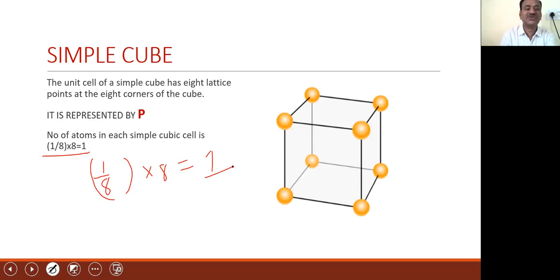This is the story of the simple cubic structure. And how is it represented? It is represented by P.